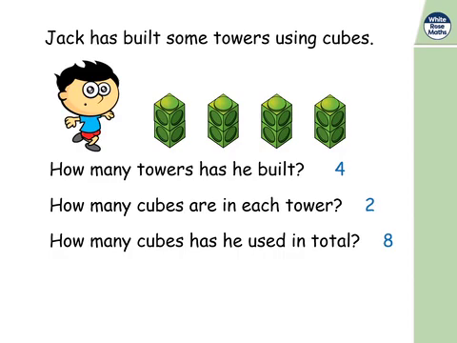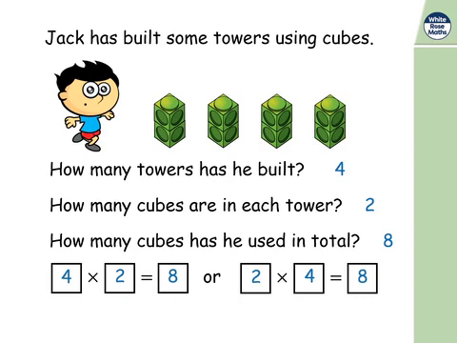That's right, 8. What was the calculation we did to work that out? Maybe it was 4 groups of 2 is equal to 8. 4 times 2 is equal to 8. Or maybe it was 2 4 times. And that's equal to 8 too. Either way is brilliant.